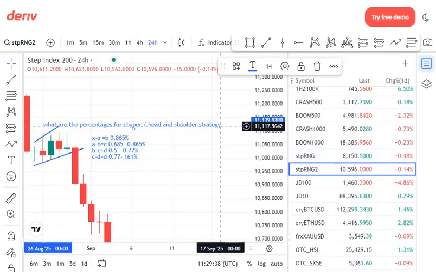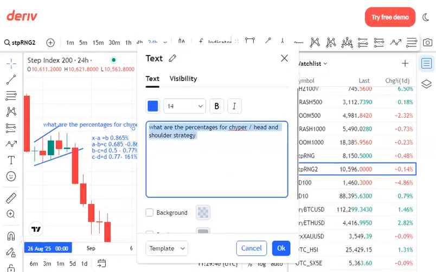Now, the next subtopic would be, how do I trade it? How do I trade the cipher strategy slash the head and shoulder strategy?